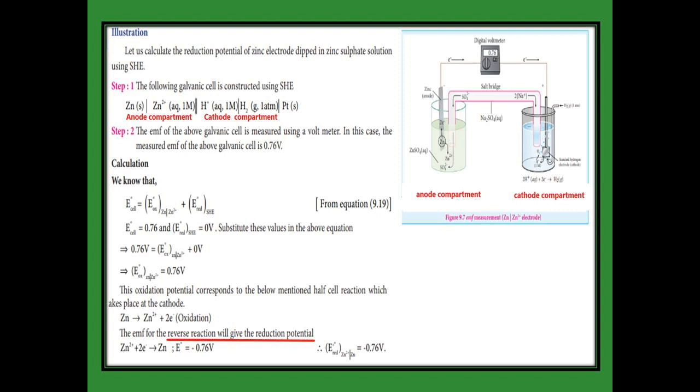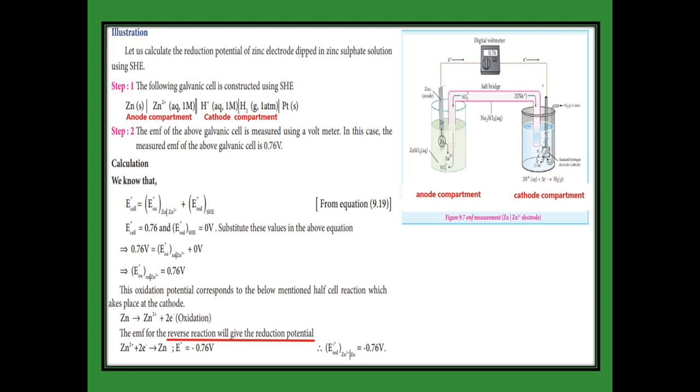Here the question is we have to find out the reduction potential of a zinc electrode that is dipped in the zinc sulfate solution, and also we have to use the standard hydrogen electrode. On the left hand side, the green color beaker contains zinc sulfate solution along with the zinc electrode, and on the right hand side, the blue color beaker contains the standard hydrogen electrode, and it constitutes the cathode compartment. The left hand side is the anode compartment.